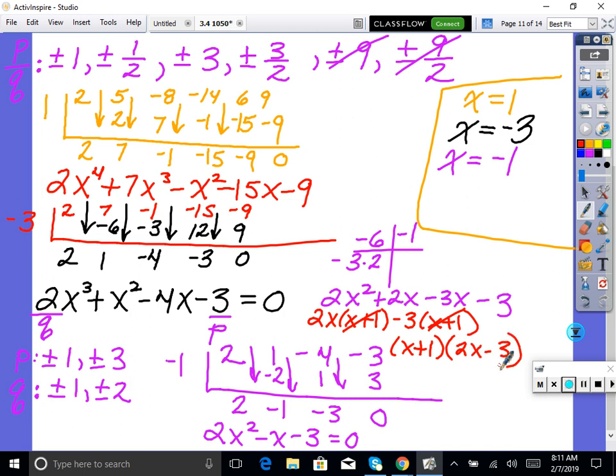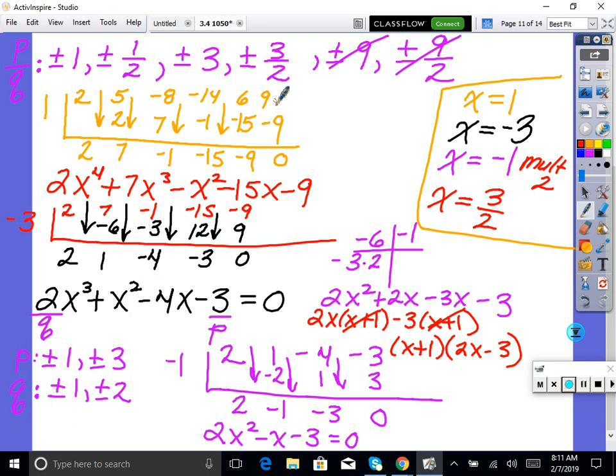So my other solutions are x equals negative 1. So didn't we get this again? So multiplicity of 2, and we get x equals 3 halves, which makes sense because look, that was a possibility.